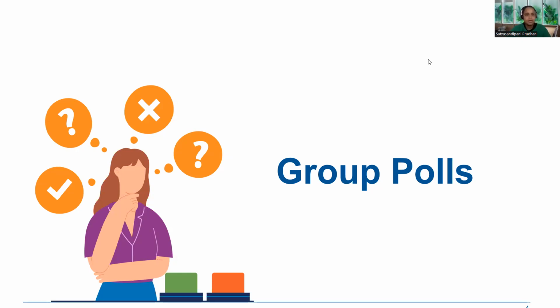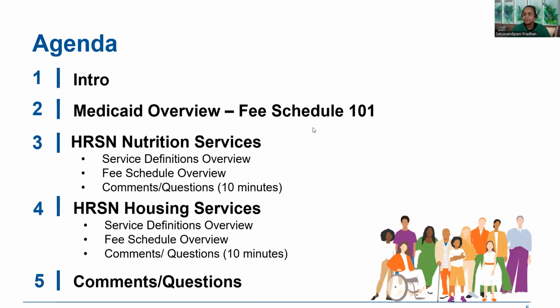Okay. Now we'll continue with our presentation. Can we move to the next one? What you see on your screen is the agenda for today. First, we'll start with an introduction about the waiver, what is a Medicaid waiver, and what is Medicaid here in Oregon. And then we'll move on to the HRSN services, that is health-related social needs services. The first one that we'll be focusing on is nutrition services. As you can see, first we'll talk about service definitions and then fee schedules. And then 10 minutes we have allotted for comments and questions. A similar pattern will be followed for housing services, and then the same comments and questions. Let's move to the next slide, please, Trevor.